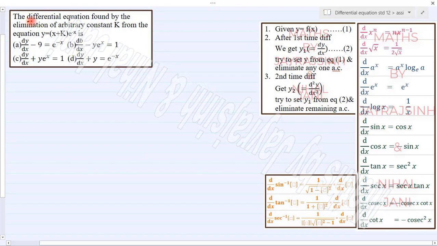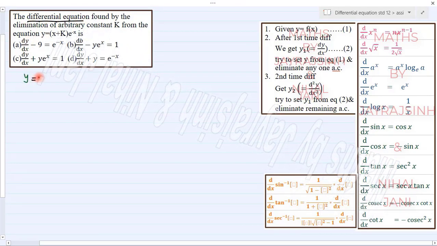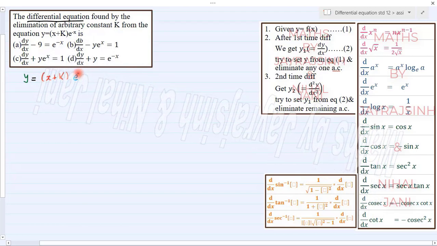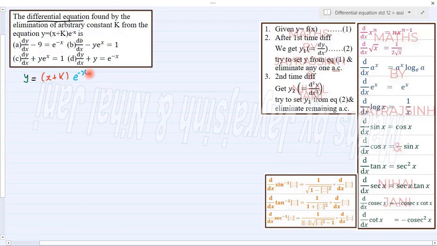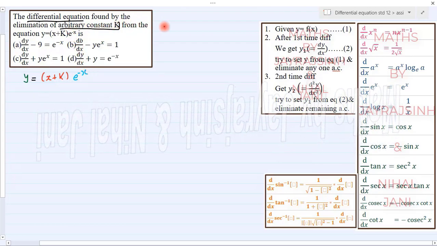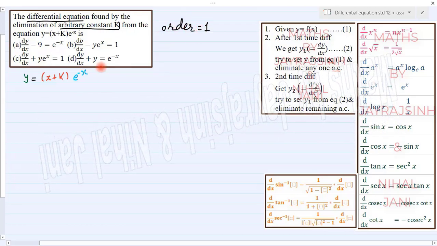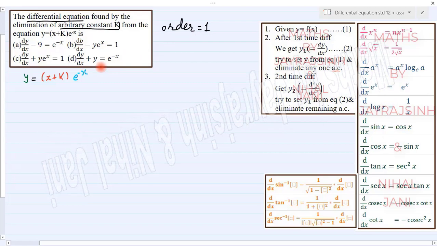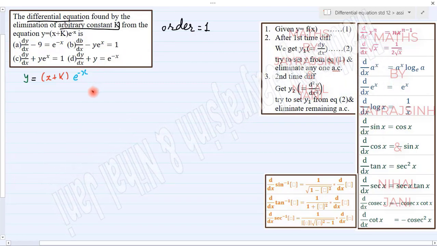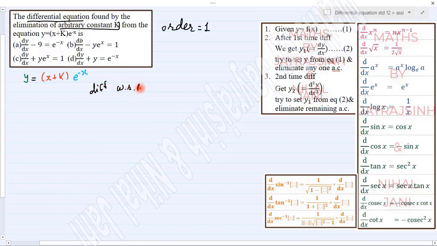In this question, we have to find the differential equation of y is equal to x plus k into e raised to minus x. Here, the only arbitrary constant is k. So, the order of our differential equation must be 1. No problem. We are allowed to differentiate only one time. So, let's differentiate our equation with respect to x.